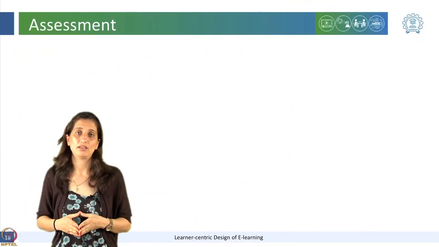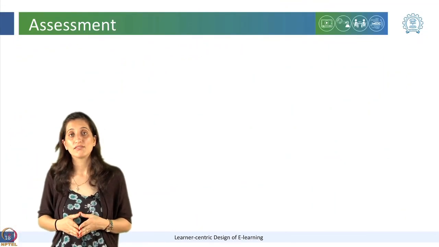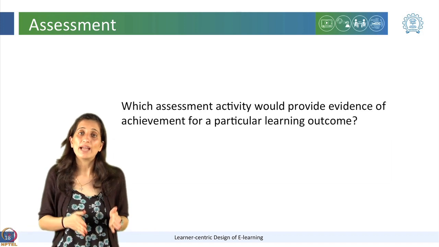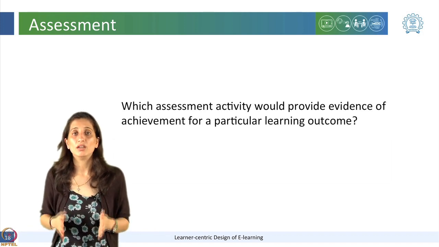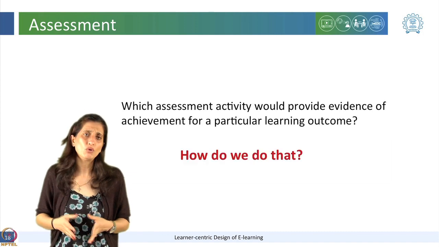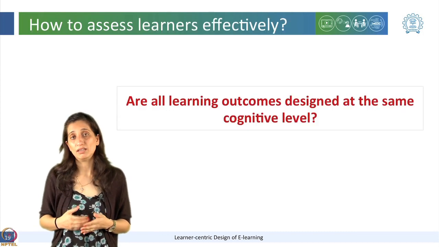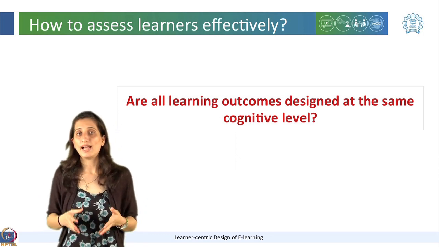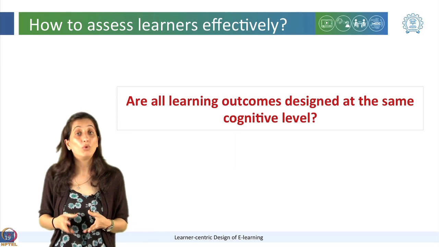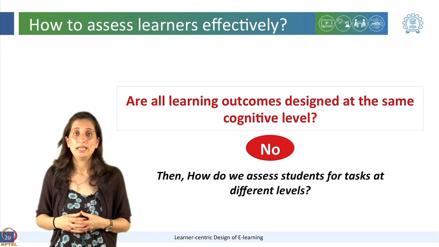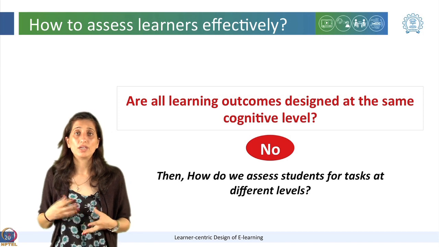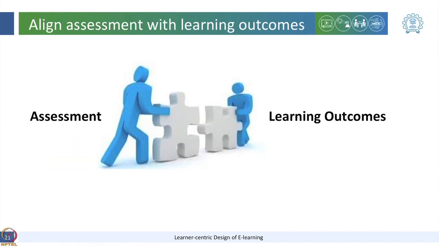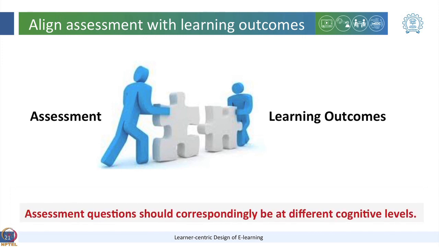While designing assessment, the most important thing to ask is which assessment activity would provide evidence of achievement for a particular learning outcome. And how do we do that? To assess learners effectively, we need to ask if all our learning outcomes are designed at the same cognitive level. And most of the times the answer is no. Then how do we assess the learners for tasks at different levels? The solution is to align assessment with the learning outcomes, and assessment questions should correspondingly be at different cognitive levels.